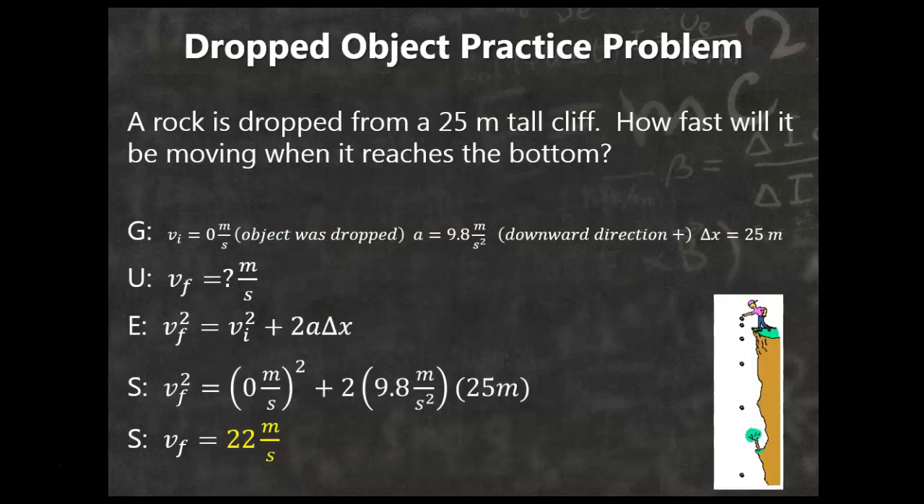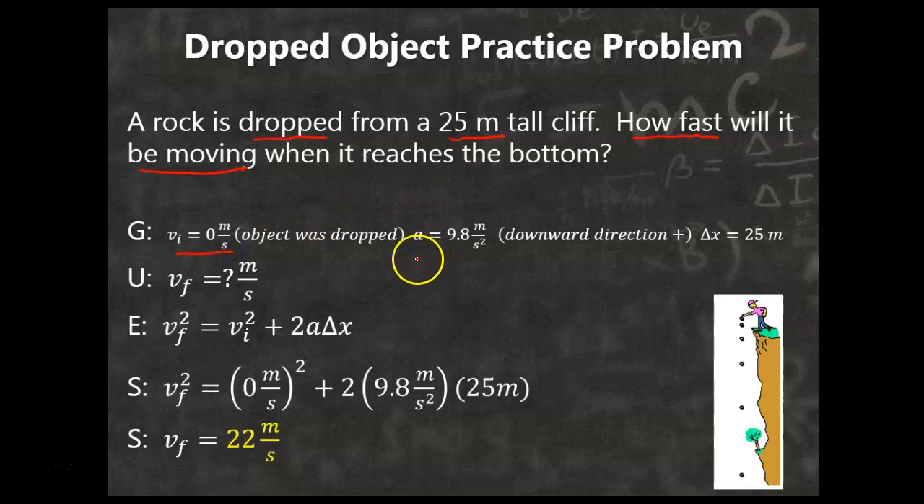Okay, so let's just do an example. A rock is dropped off of a 25-meter tall cliff. How fast will it be moving when it reaches the ground? How fast? So we're interested in final velocity. Dropped means initial velocity is zero. So for a dropped object, we know our initial velocity is zero.